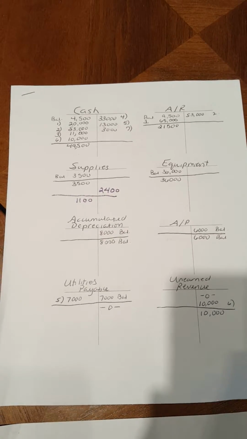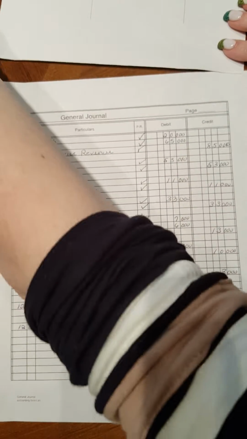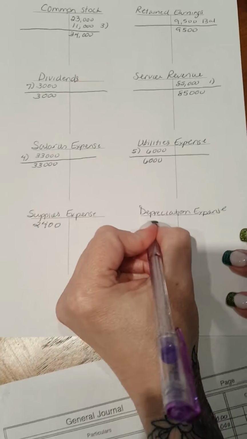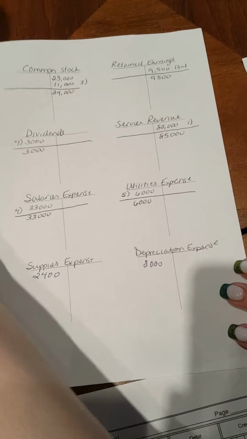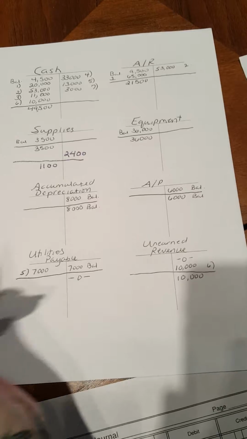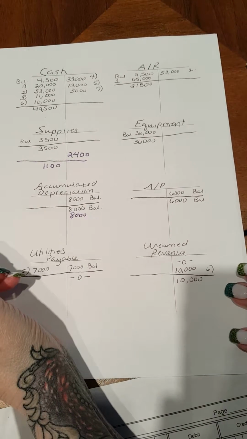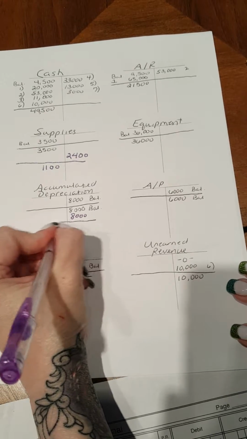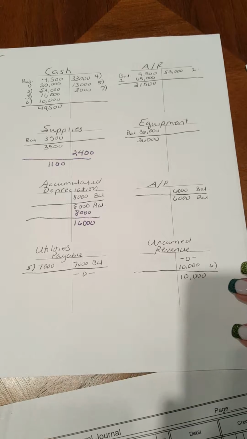And while we're at it, we can also post the depreciation expense and the accumulated depreciation journal entry. So I'm going to go to my depreciation expense. I'm going to debit $8,000 to the T account depreciation expense, and I'm going to credit $8,000 into the accumulated depreciation account. If I wanted to balance out my accumulated depreciation account now, it's going to have a balance of $16,000. All right, now there's the last adjusting entry that we have to do.